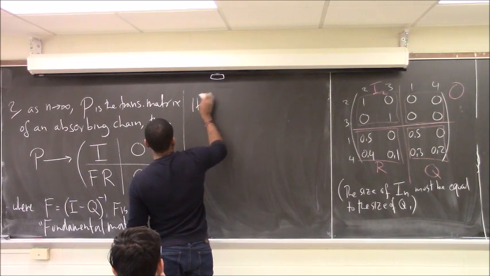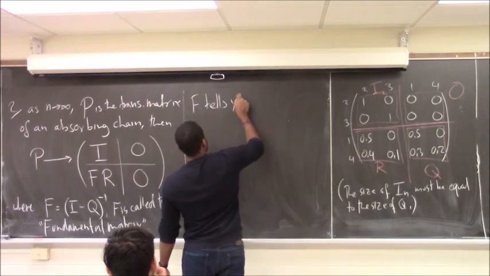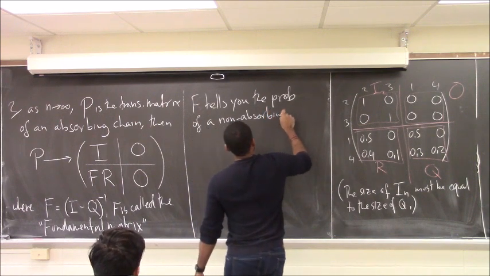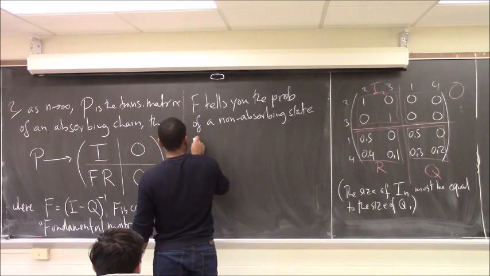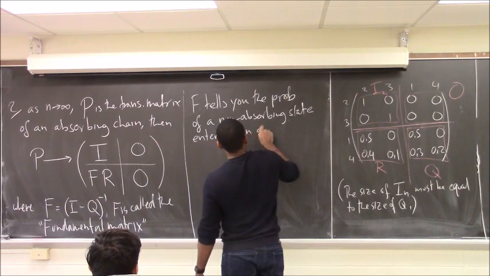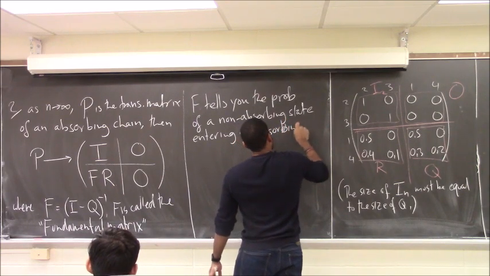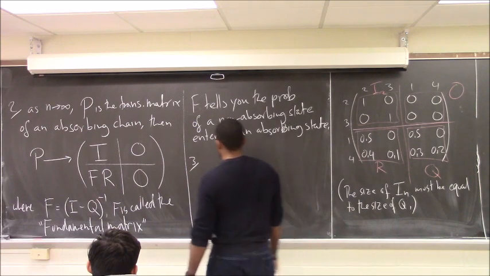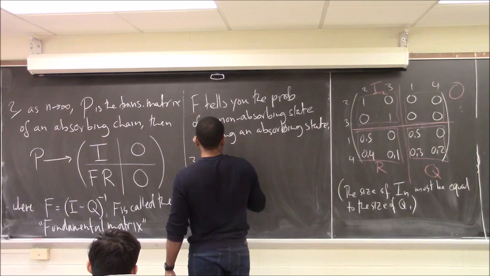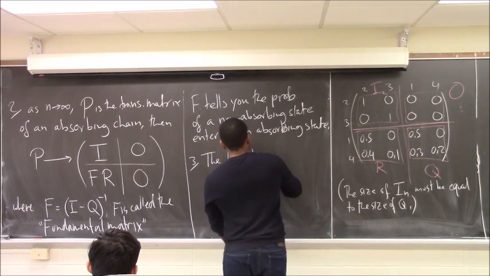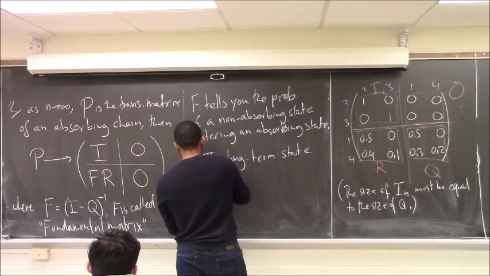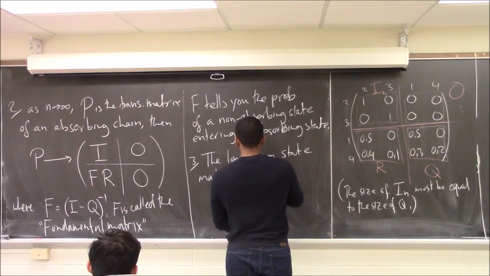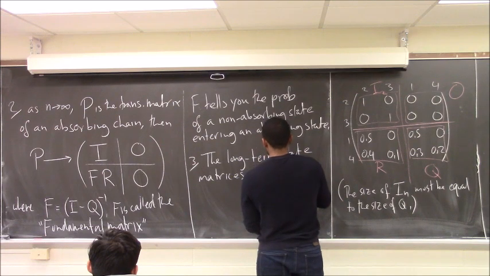Basically, F tells you the probability of a non-absorbing state entering an absorbing state. The S guys, not the P guys. There's not going to be a unique one anymore. It will depend on the starting position.